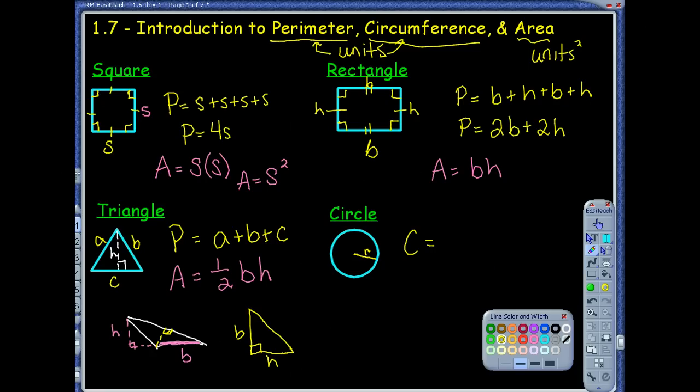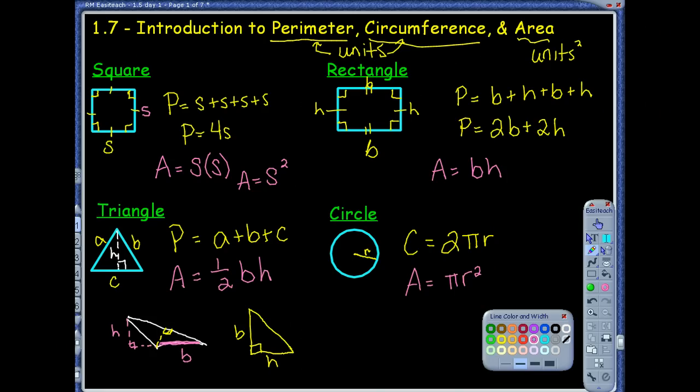Is it pi r squared? It's the other one. Oh, I'm saying area. 2 pi r. You got it. And one way that I always remember that, I'm going to go ahead and write up the other formula that you said. Area of a circle is pi r squared.